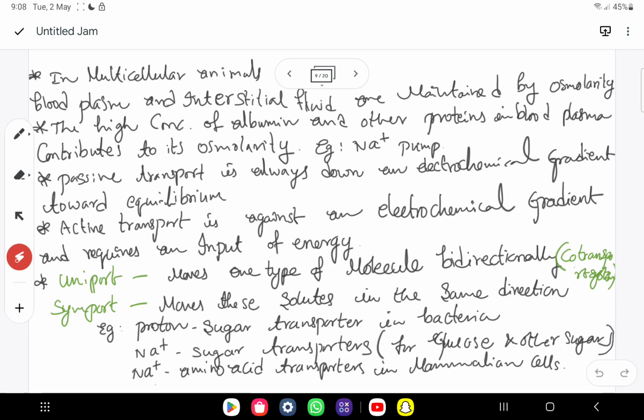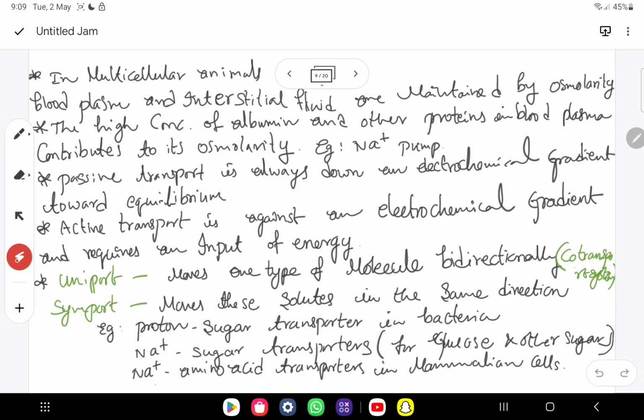Uniport system moves one type of molecule, which is called bidirectional. Co-transport systems. So what are co-transport systems? Uniport moves only one type of molecule bidirectionally, in both directions. Symport moves the solutes in the same direction, for example Na plus amino acid transporters in mammalian cells. The uniport system moves only one type of molecule, bidirectionally, from one side to the other side.